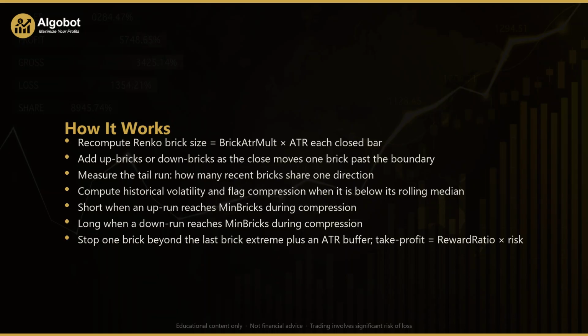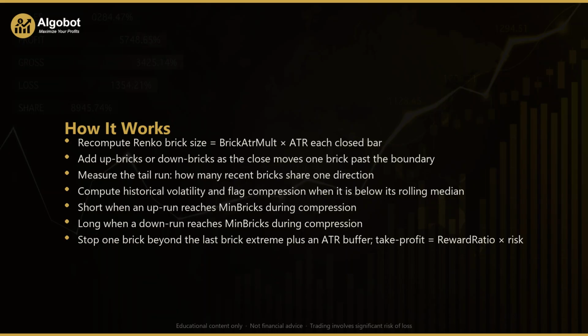First, the bricks. The strategy recomputes the brick size as the BrickATR multiplier times the current average true range. Then it checks the latest close. If the close has advanced far enough above the last brick boundary, it adds one or more up bricks. If it has fallen far enough below, it adds down bricks. Because it works greedily, a single large bar can produce several bricks at once. Every brick direction is stored in a list, and the strategy measures the tail run, that is, how many of the most recent bricks share the same direction.